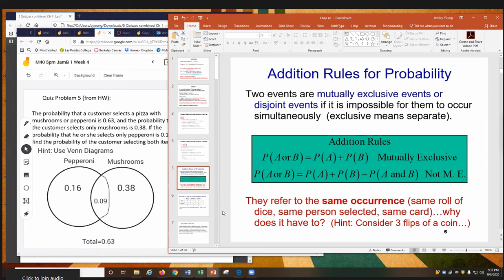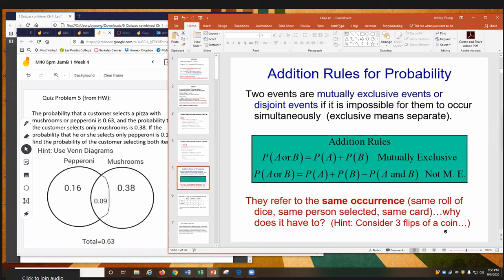This is a review from last class, additional rules for probability. So how about Kristen, go ahead and read for us. Rules for probability. 2 events are mutually exclusive events or disjoint events if it is impossible for them to occur simultaneously. Exclusive means separate. Addition rules. Probability of A or B equals probability of A plus probability of B, mutually exclusive. Probability of A or B equals probability of A plus probability of B minus probability of A and B, not mutually exclusive. Perfect. That's great.